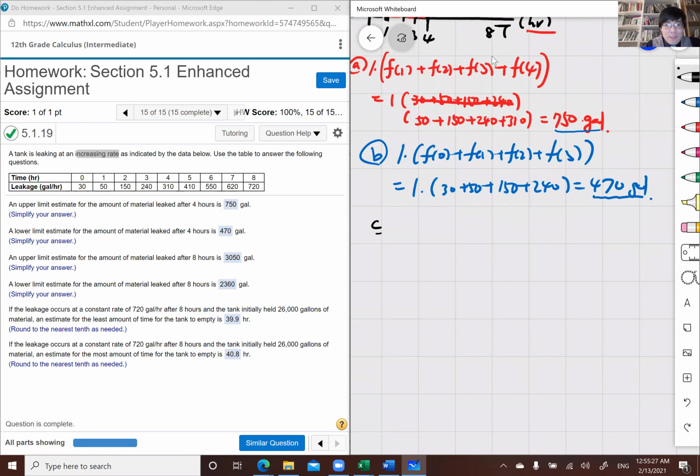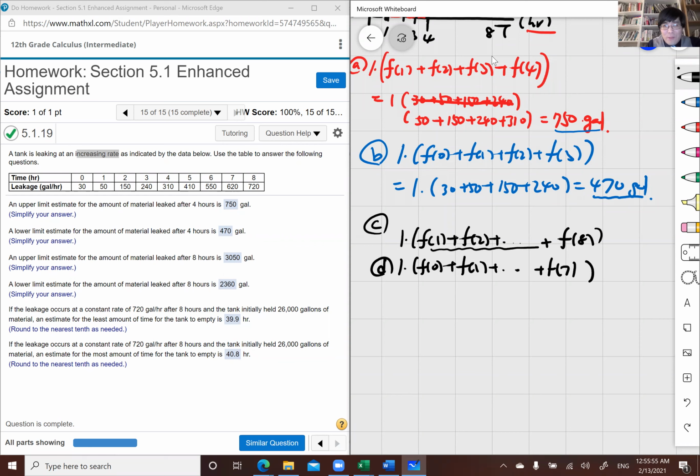Now part C is basically the same thing, just after 8 hours instead of 4 hours. So what you need to do is 1 times f of 1 plus f of 2 through f of 8. For part D, it's using a left endpoint, so it's going to be f0 plus f1 through f7. Basically you already did f1 through f7 here, so don't do the addition twice. Try to use this result here.